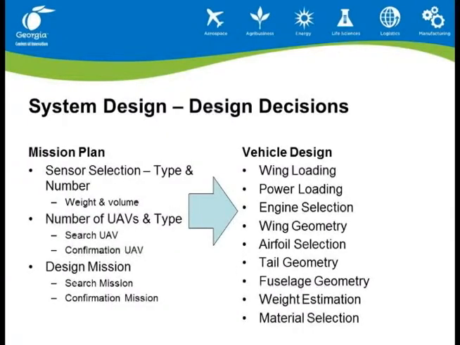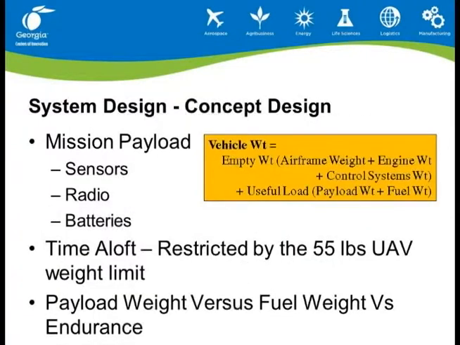So as we look at our design decisions from our mission plan, we had our sensor selection, our number of UAVs, our design mission. All those decisions flow right into our vehicle design. Some of the key decisions we have to make there are wing loading, power loading, the engine selection, the geometry of our wing, the airfoil selection, the tail geometry, the fuselage geometry, our weight estimation, and material selection. So we're going to talk a little about that. The mission payload is very important.